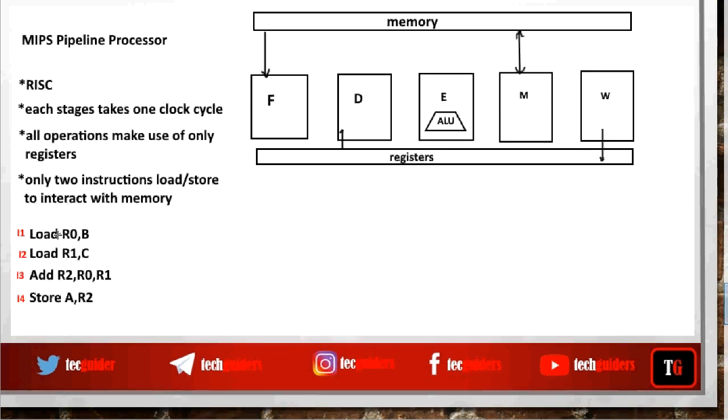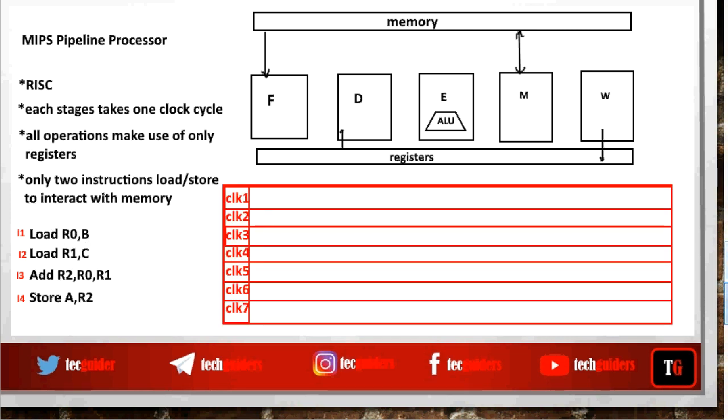Our first instruction is loading the operand from the memory location B to the register R0. So in clock cycle 1, our first instruction I1 is fetched. And in the next clock cycle, this instruction moves to the decode stage. Here, this instruction will be decoded, and we do not have any operand to be loaded from the register. So the instruction is just decoded. Also, in the execute unit, we have nothing to do. If we needed to calculate the effective address of the operand, then we would make use of the execute stage. Here the execute stage is idle.